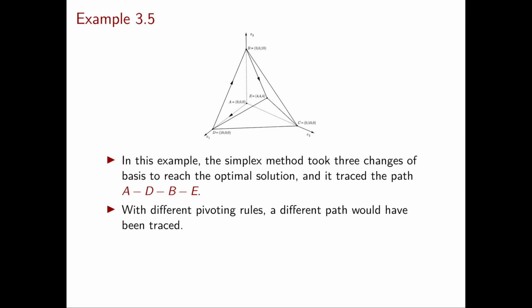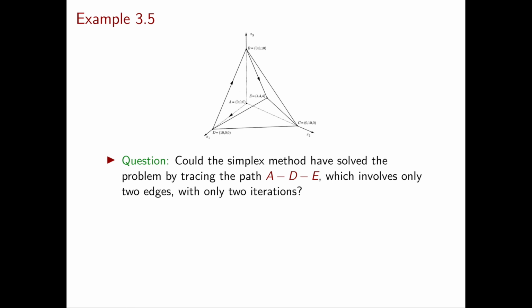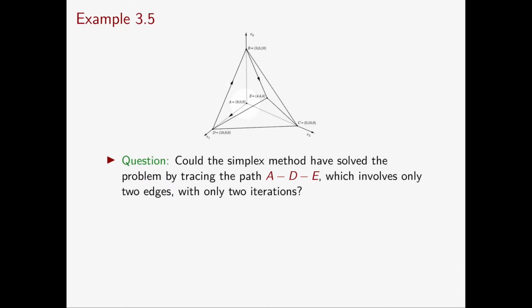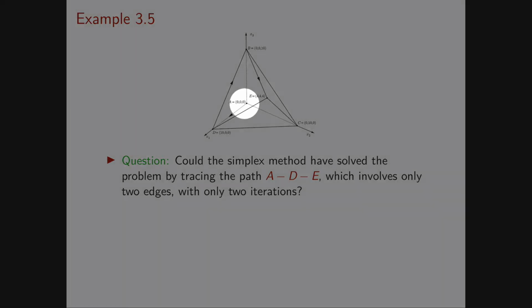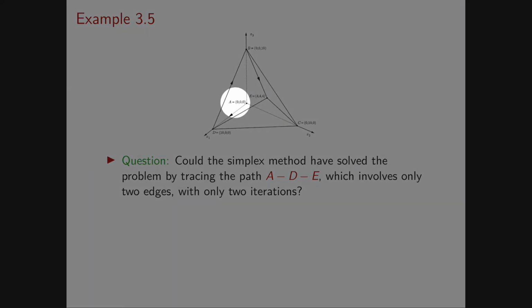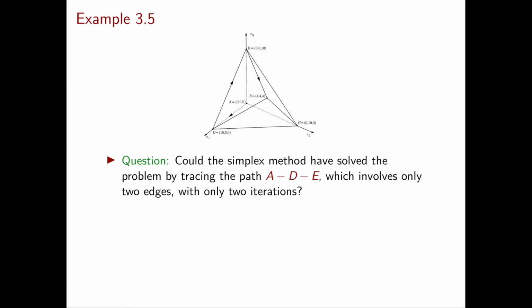It's important to notice that with different pivoting rules, a different path would have been traced. Now, it is kind of interesting that we traced 4 basic feasible solutions to get from A to E, while in fact it's clear from the picture that we could have moved along the edges of the polytope from A to E only in 2 steps. Namely, we could have gone from A to D and then from D to E. So we can wonder if it is actually possible, with a different pivoting rule, to move from A to E in only 2 iterations of the simplex method instead of 3 as we did. Interestingly, the answer is no.